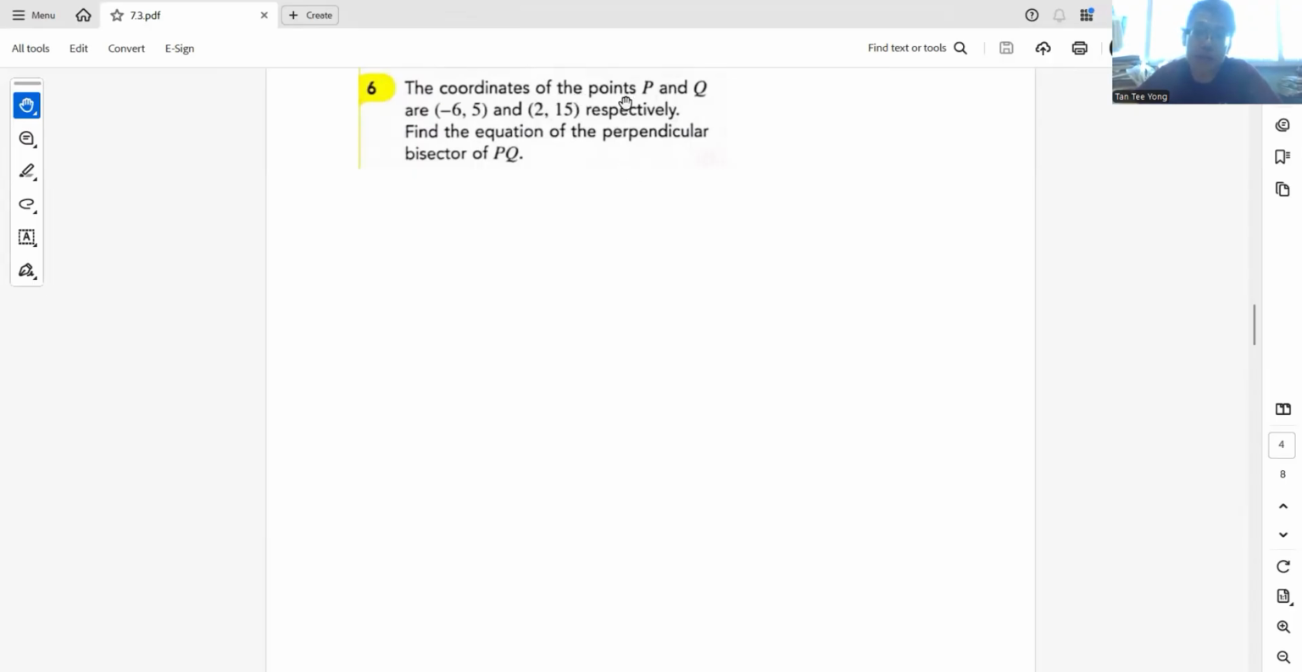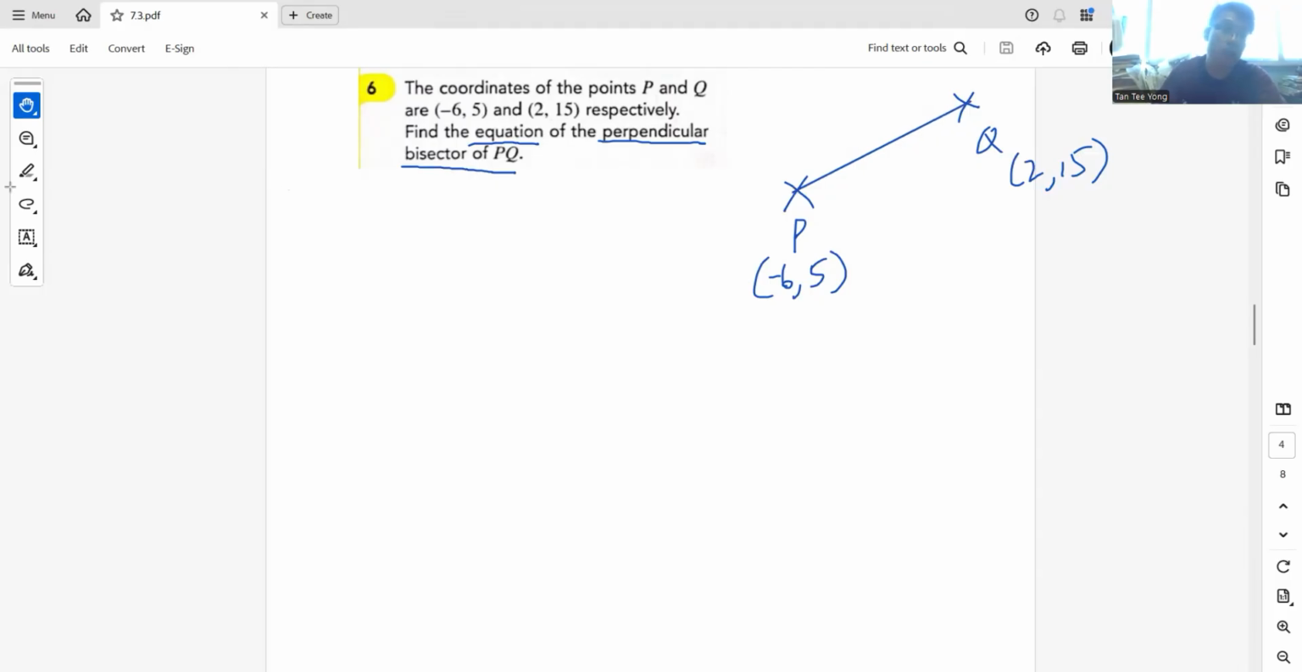The coordinates of the points P and Q are -6, 5 and 2, 15 respectively. So they want us to find the equation of the perpendicular bisector of PQ. So means, okay, let's draw some visualization. So P and Q. P is -6, 5, and then Q is 2, 15. Okay, so we have a line PQ.